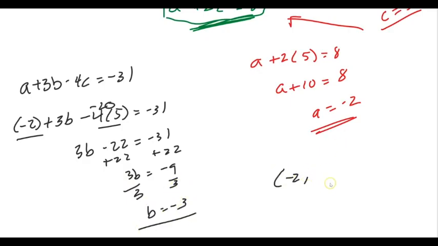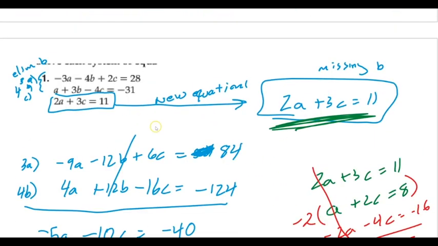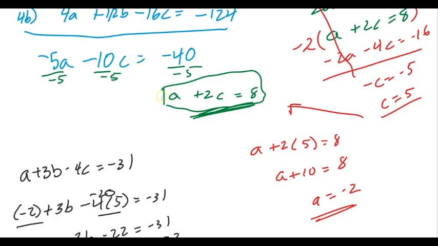Those are my answers: a is negative 2, b is negative 3, and c is 5. And that's the general idea. Eliminate the same variable twice. In this case, I just use it to my advantage. Once you get your two new equations, just solve them like you normally would. And once you solve those two, just go back and plug it into any one of the originals.